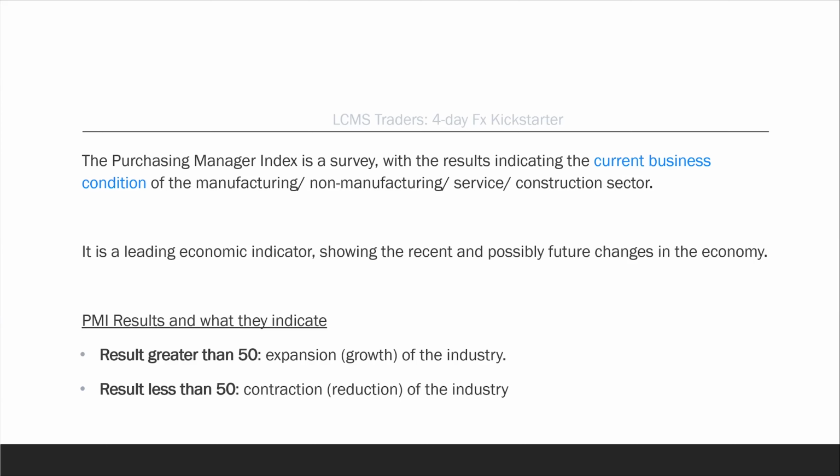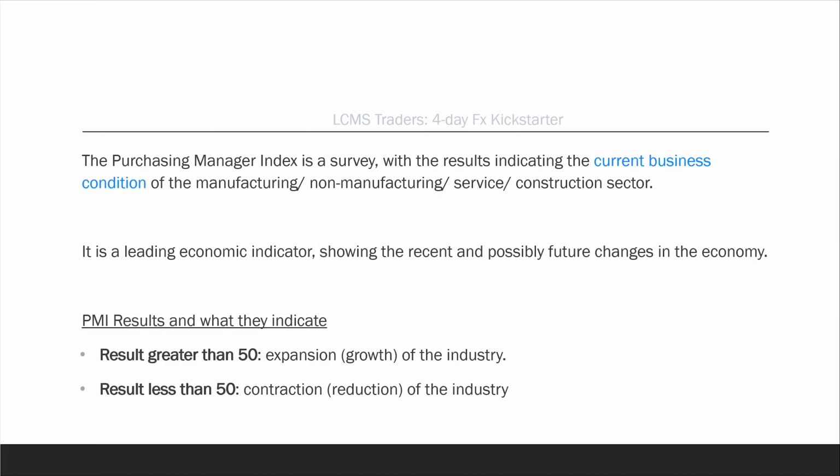If you remember, PMI results are going to be based on that 50 mark. If it's more than 50, it indicates a growth or an expansion in the industry. If it's less than 50, it's a reduction or a contraction of the industry. So remember, PMI numbers come back to that 50 line. If it's above 50, it's an expansion or growth. If it's less than 50, it's a contraction or reduction of the industry.